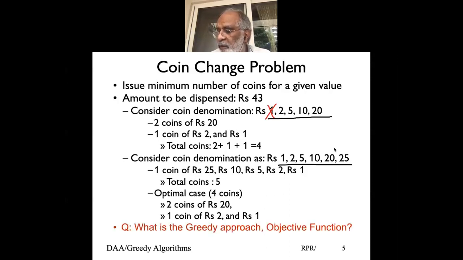So let's look at what the objective is in our case. What is my objective function? The objective is to choose coins such that the amount to be paid keeps getting reduced, and I should be able to meet the exact 43 requirement. So choose a coin such that the amount to be paid keeps getting reduced, and when it becomes 0, I am done.